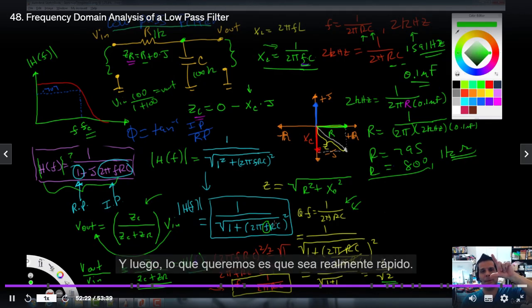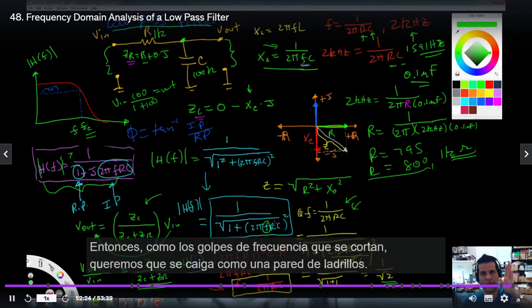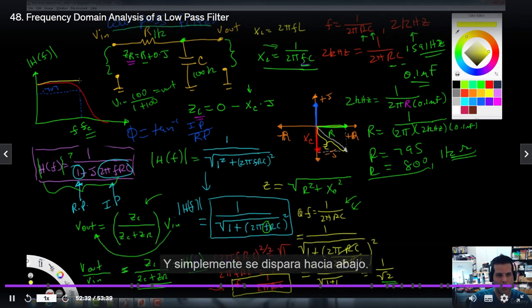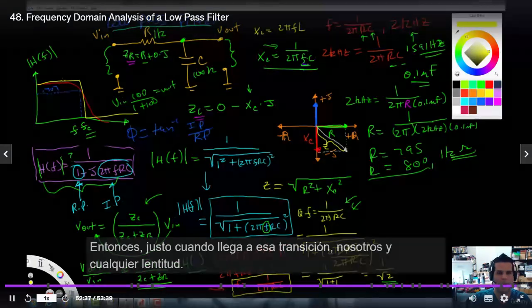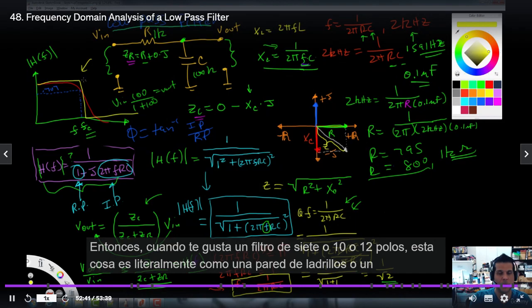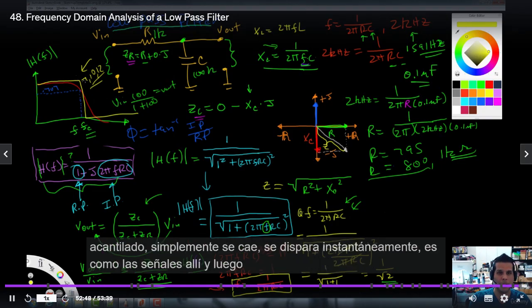And then what we want is to make it go really quick. So as the frequency hits that cutoff, we want it to fall off like a brick wall. So coming back to this transfer function, we want to have the transfer function look like this, and just go boom, straight down. So right when it hits that transition, we don't want any of this slowness. This is how many poles. When you get to a 7 or 10 or 12 pole filter, this thing is literally like a brick wall or a cliff. It just falls off. It's like the signal's there and then it's gone.